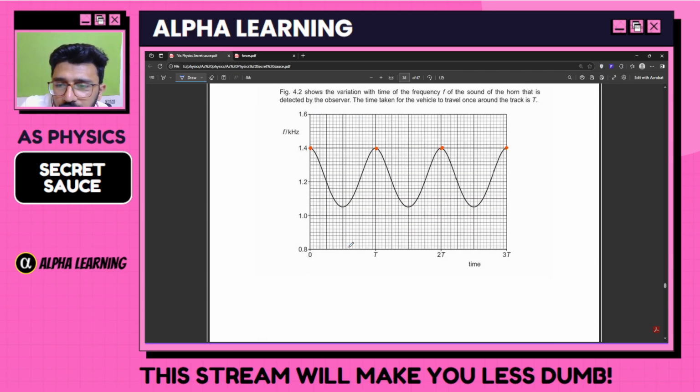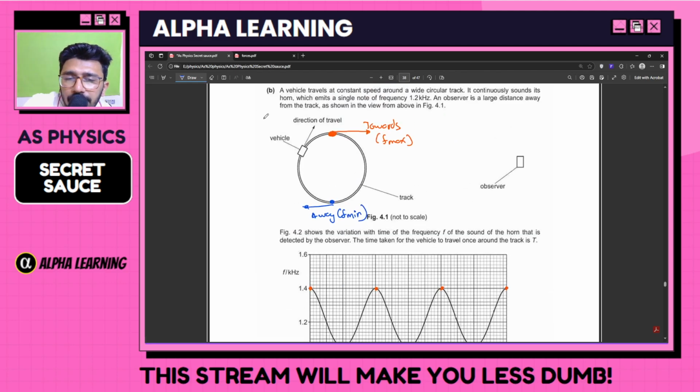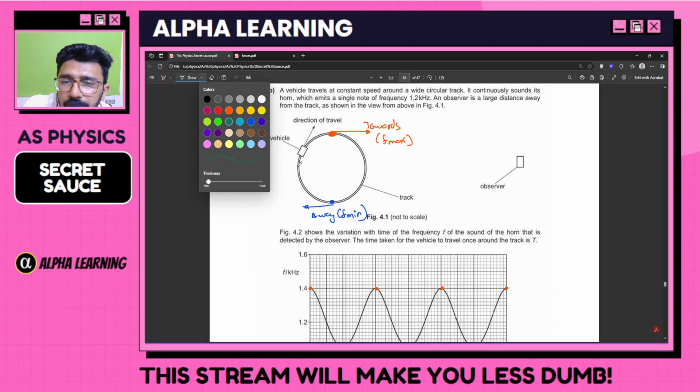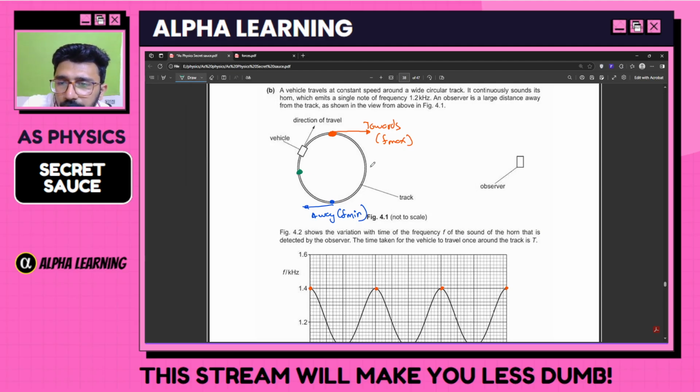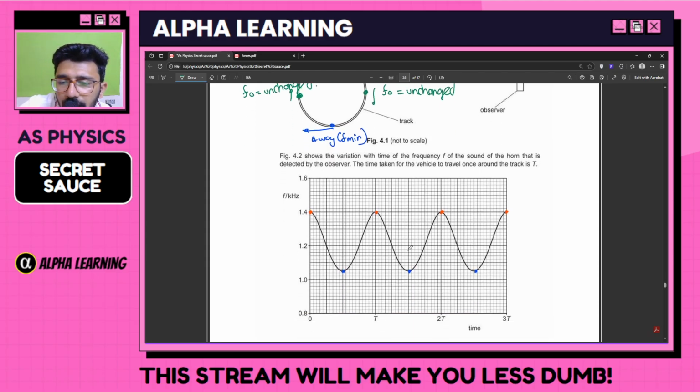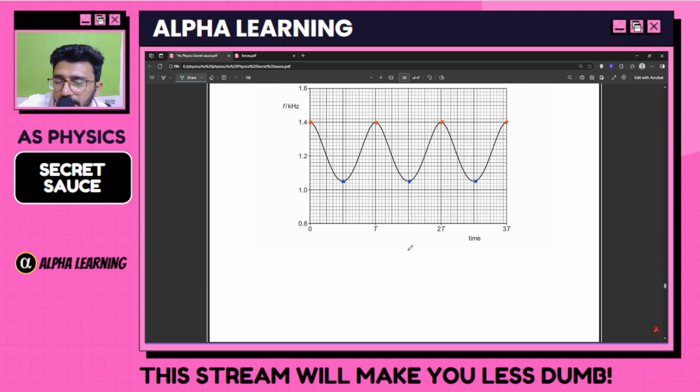Now, where are these frequency minimum points? Here, here, and here. Now, a point for the A star students. At these middle points, your object is neither moving towards nor moving away. Hence, the frequency observed at these points remains unchanged, or you can say it remains at the equilibrium value. Okay? It remains at the equilibrium value.